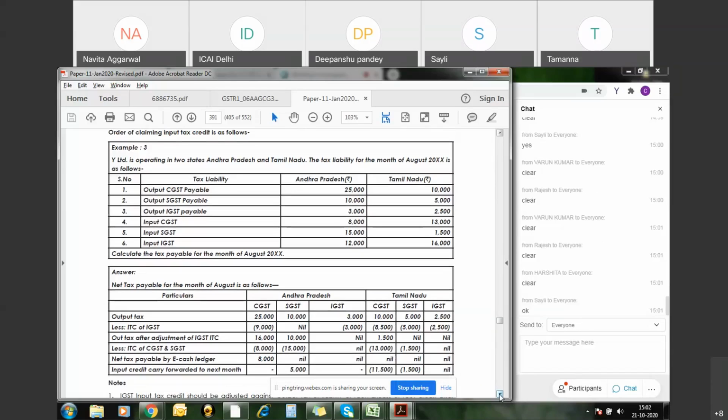So in example 3, a company Limited is operating in two states, Andhra Pradesh and Tamil Nadu. The tax liability for the month of August 2020, or you can consider any year, is as follows. There are certain output liability and input details given in the question with respect to the two states, Andhra Pradesh and Tamil Nadu. Now they are asking what is the tax payable for the month of August 2020 by the company.